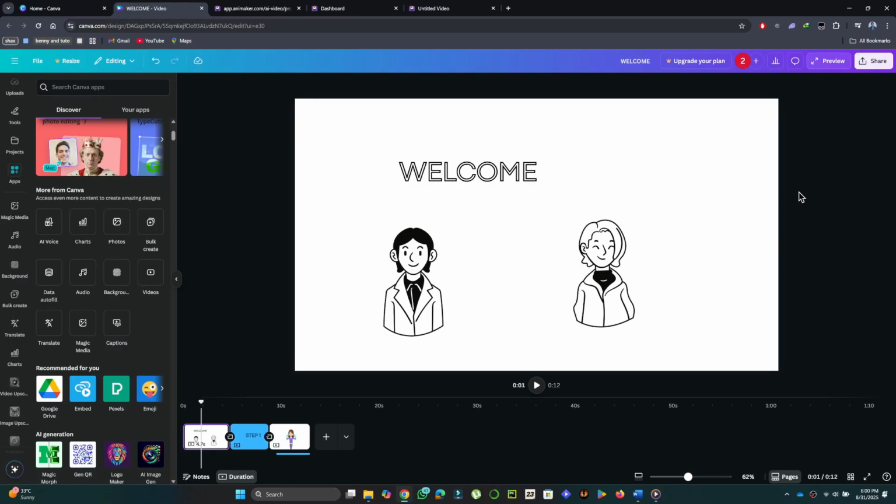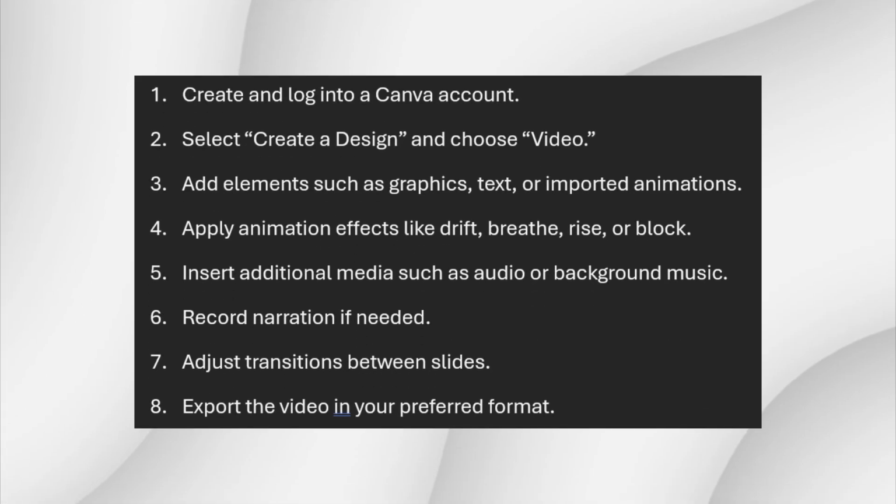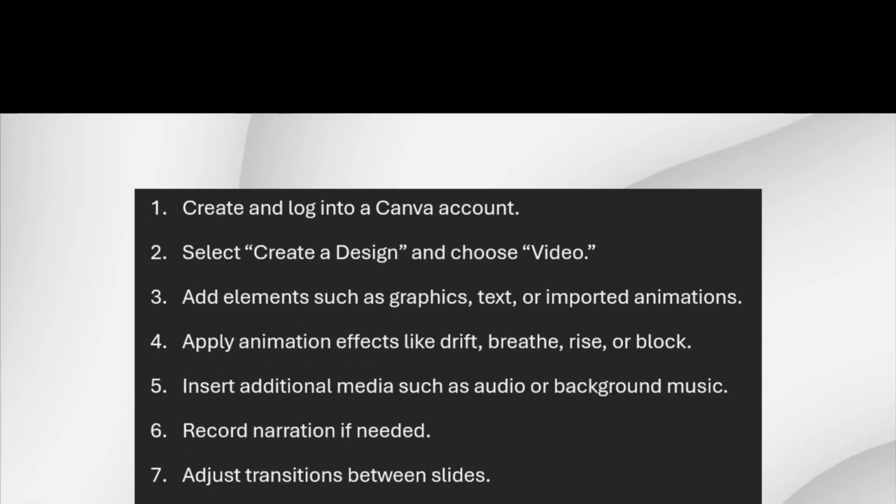At this stage, let's summarize the workflow. 1. Create and log into a Canva account. 2. Select Create a Design and choose Video. 3. Add elements such as graphics, text, or imported animations. 4. Apply animation effects like drift, breathe, rise, or block. 5. Insert additional media such as audio or background music. 6. Record narration if needed. 7. Adjust transitions between slides. 8. Export the video in your preferred format. By following these steps, you can create engaging animated videos without spending any money.